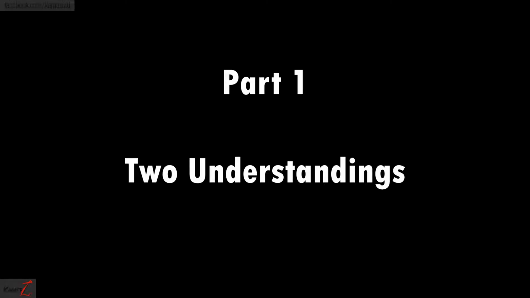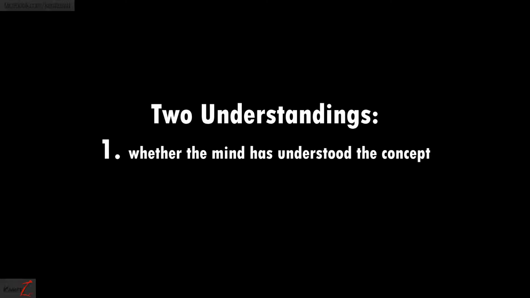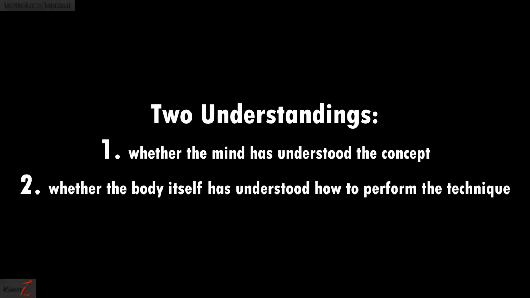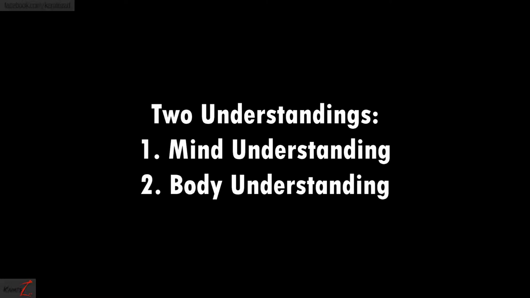When it comes to physical disciplines, there are two types of understanding a student could acquire that need to be considered and distinguished. The first is whether the mind has understood the concept. The second is whether the body itself has understood how to perform the technique. For simple reference, I will call them the mind understanding and the body understanding.